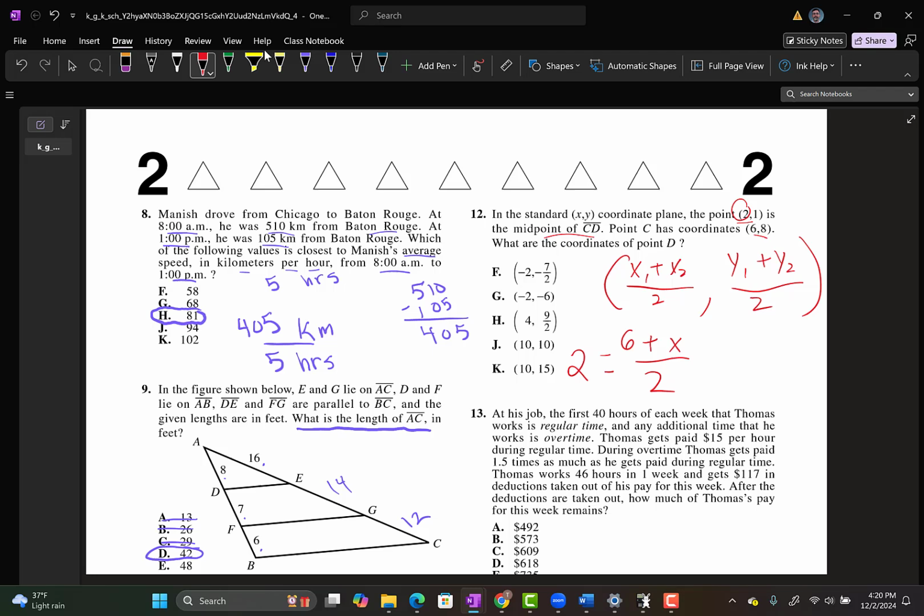So 6 plus what divided by 2 equals 2. And this one I think we could work backwards. So we take -2. We substitute X for -2 there. 6 plus -2 is what? 4. And 4 divided by 2 is 2. Okay, so it's either F or G.